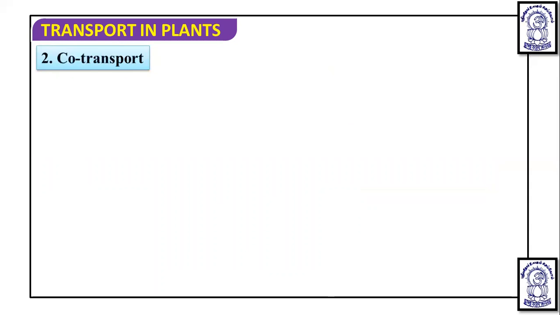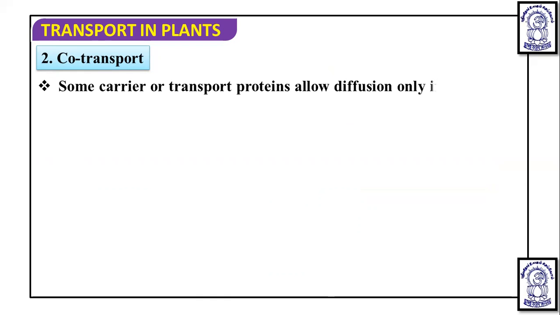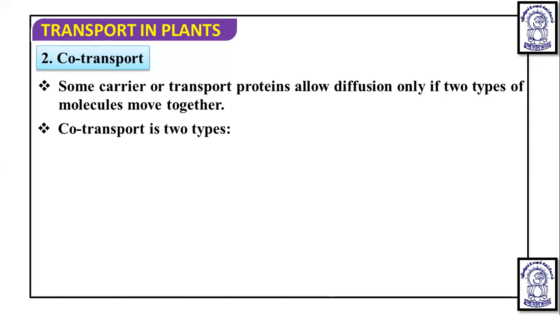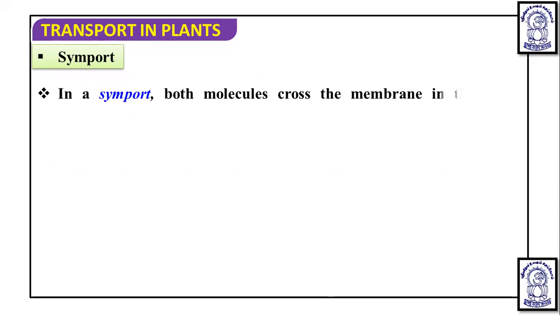Whereas the second one is the co-transport. In co-transport, what will happen? Two molecules will move simultaneously, they will move together. So some carrier or transport proteins allow diffusion only if two types of molecules move together. And this co-transport is of two types, that is the symport and the antiport. When we talk about the symport, sym means the same direction. So in a symport, two molecules of different types cross the membrane in the same direction.